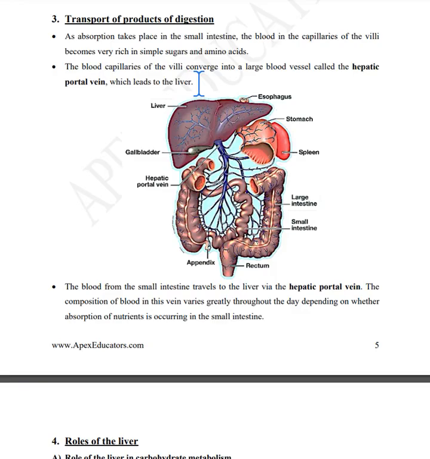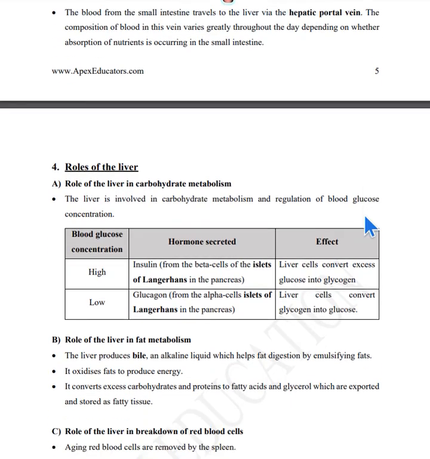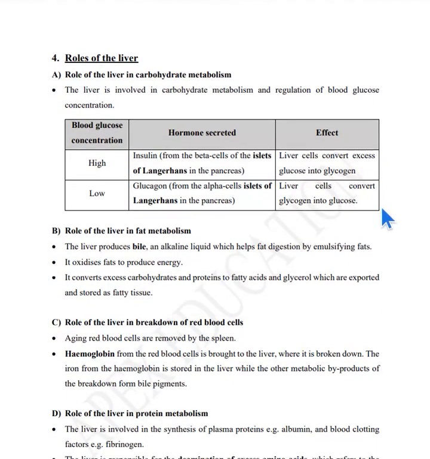To keep your liver healthy also, you need to say that the blood from the small intestine travels to the liver via the hepatic portal vein. The reason is that the hepatic portal vein is a shortcut to the liver. Okay, the next one is the roles of the liver.